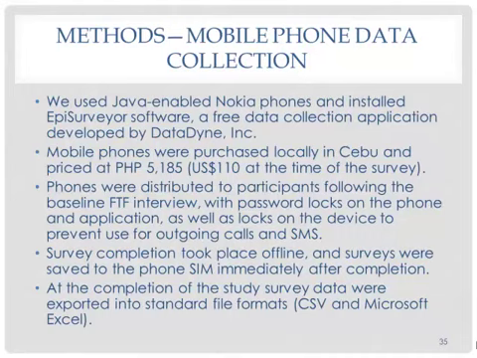There's information here about the price of the mobile phones, which would be significantly less now than they were then, but it was about $110 at the time of the survey. The phones were distributed to participants following a baseline face-to-face interview. There's some information about security and text messaging here, which is probably not as relevant. The survey that they received on the phone took place offline, and the surveys were saved to the phone immediately after completion. After the completion of the study, the data were exported to standardized files.